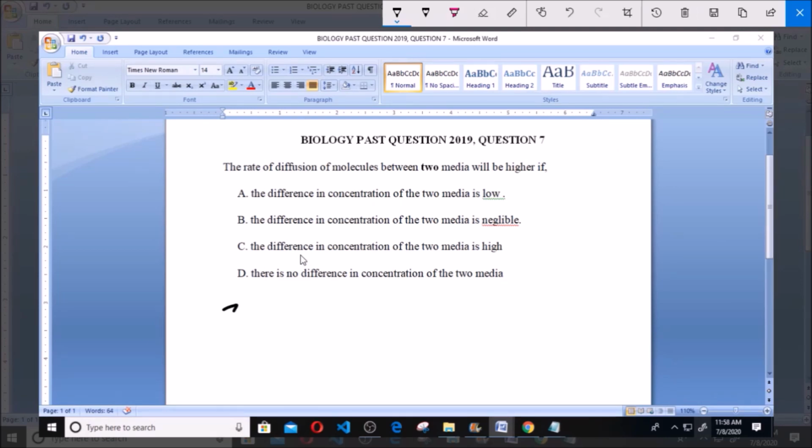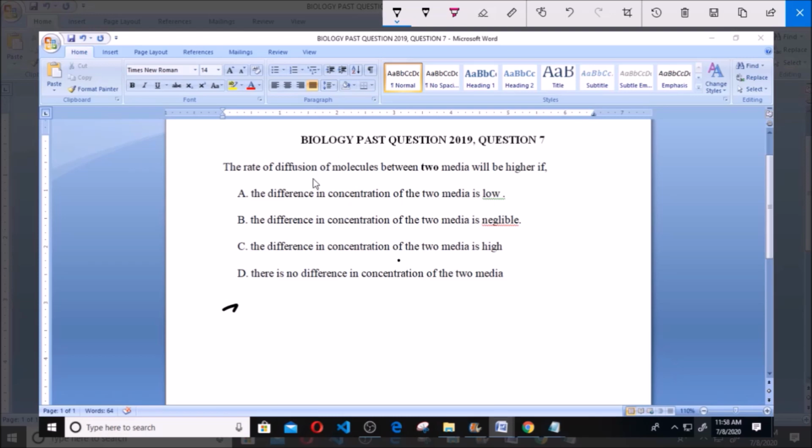Biology past question 2019, question 7. The rate of diffusion of molecules between two media will be higher if A. The difference in concentration of the two media is low. B. The difference in concentration of the two media is negligible. C. The difference in concentration of the two media is high. D. There is no difference in concentration of the two media.